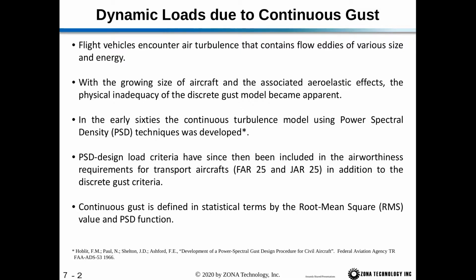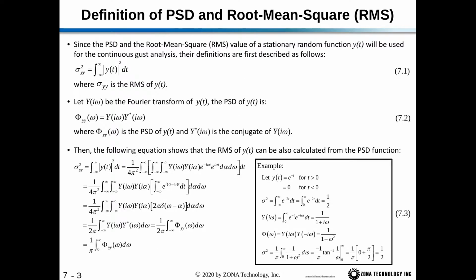And the continuous gust is defined in statistical terms by the root-mean-square value and the PSD function. So let's see how we do this in ZAERO. First, we'll look at the definition of the PSD and the root-mean-square. Now, since the PSD and the root-mean-square value of a stationary random function y of t will be used for the continuous gust analysis, we'll look at their definition used by ZAERO.